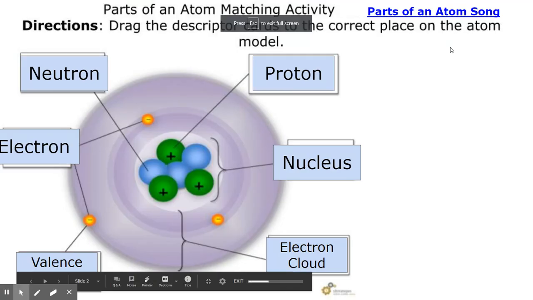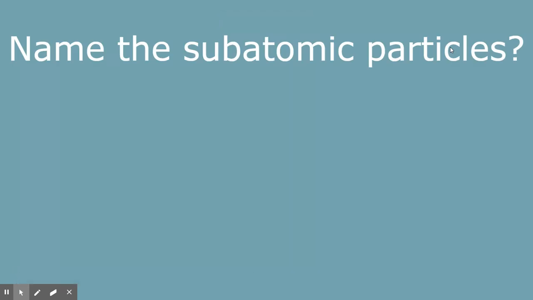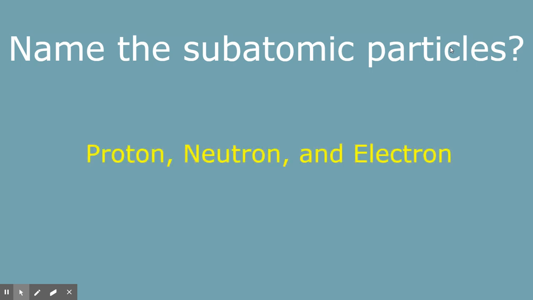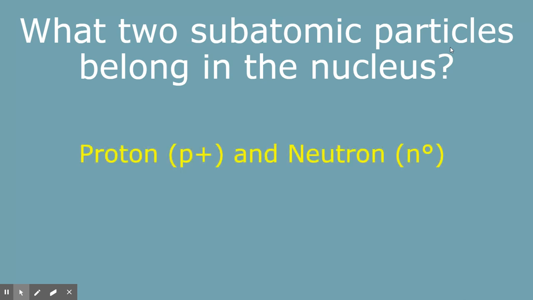Okay? All right. So first question, name the subatomic particles. We should be able to name these three things that are located inside of the atom. We just identified them in the diagram below. Those are protons, neutrons, and electrons. What two subatomic particles belong in the nucleus? So think about it for a second before I reveal the answer. The two particles inside the nucleus, remember, are the protons, positive, and the neutrons, which are neutral or no charge.